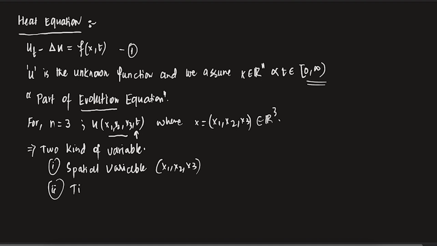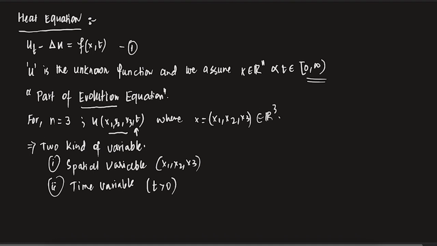Whenever we are working with the time variable, we are assuming that it will always be positive, right? Whenever we are starting out a process, we assume that the time is 0 at that moment, and after that it is moving forward. So time t will always be between 0 and infinity. So this is the time variable, given by t greater than 0. So: spatial variable and time variable.